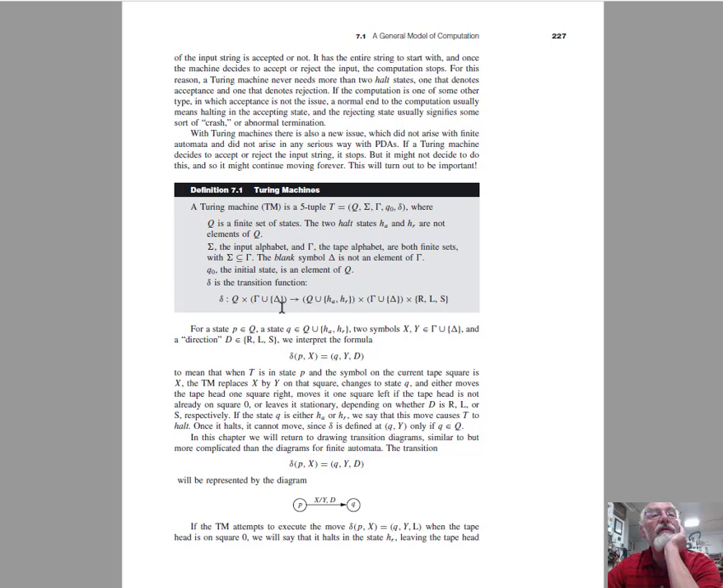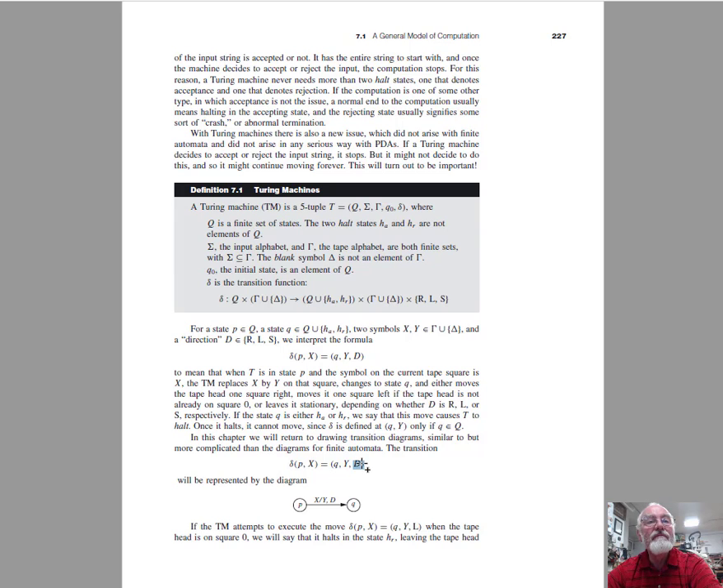So if you read this paragraph right here, I think it'll help you understand what this delta is. Let's look at this first. If we're in state P and we get this capital X, which is a character in gamma, though it doesn't have to be there, there could be any finite number of characters in there. If that's the case, if we are in state P and we read an X, we go to state Q, we write a Y, in other words, replace the X with a Y, and move in some direction: right, left, or stay.